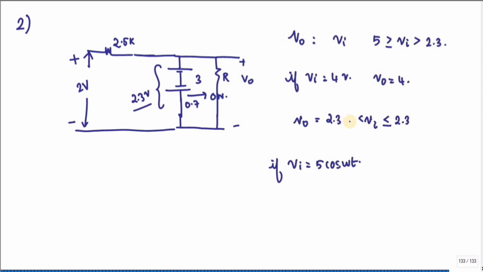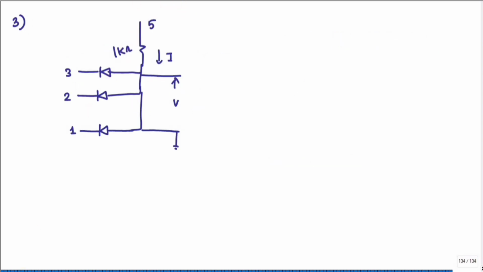So the next question, this diagram is for the next question, and they are asked to find the V and I. So you know that V is equal to P minus 1, divided by 1 kilo ohm is equal to I. So I is equal to 4 milliamps.